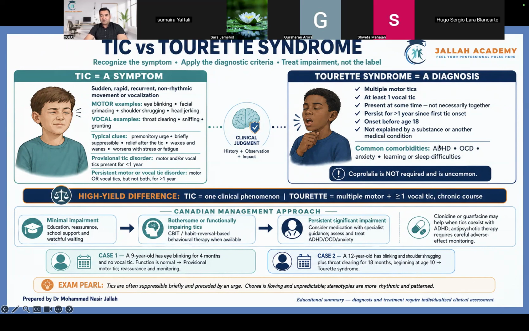Common comorbidities, remember, are ADHD and OCD. Usually we don't start medication for this condition unless other treatment has been exhausted, or the patient has Tourette plus attention deficit hyperactivity disorder, or Tourette with OCD, or Tourette with a learning disorder, or Tourette with anxiety. So when it's a combination of Tourette with another condition, then we start clonidine or guanfacine.